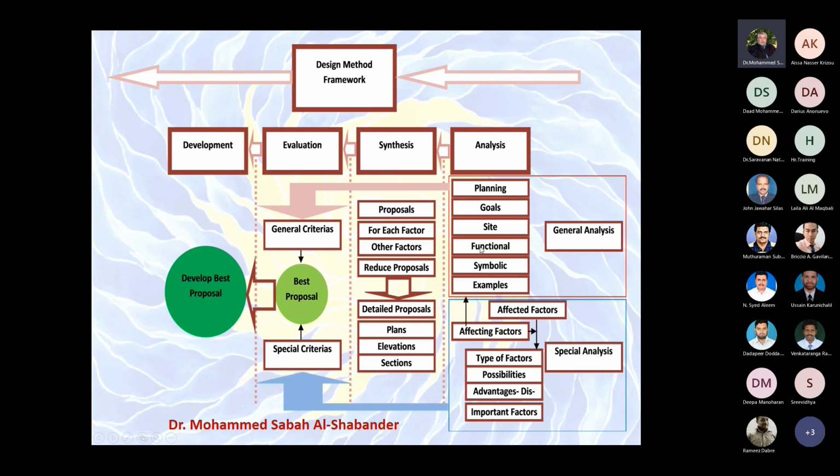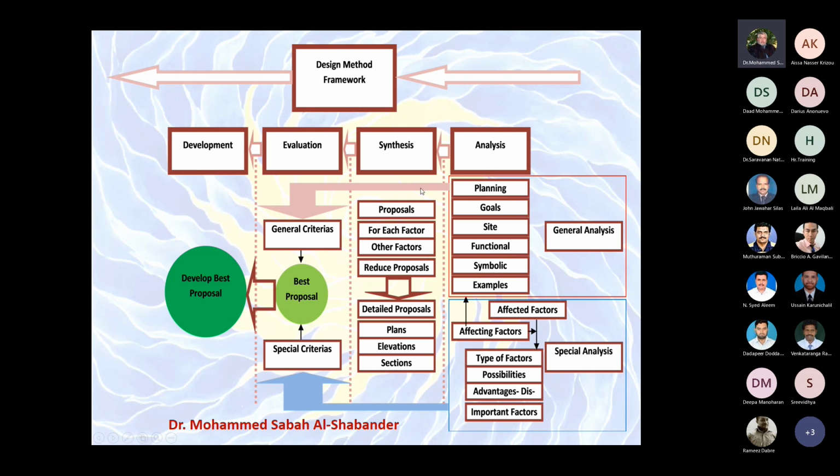Or functional analysis, also there is a relationship between the main functions of the project. Here we can give proposals for each factor, similar examples, and so on. And then to reduce the proposals, after we check this analysis, we can reduce the proposals to go to the main or the best proposal that we have to involve and depend on to design our project. And then we can go into detailed proposals like giving plans, elevations, and sections, and so on.